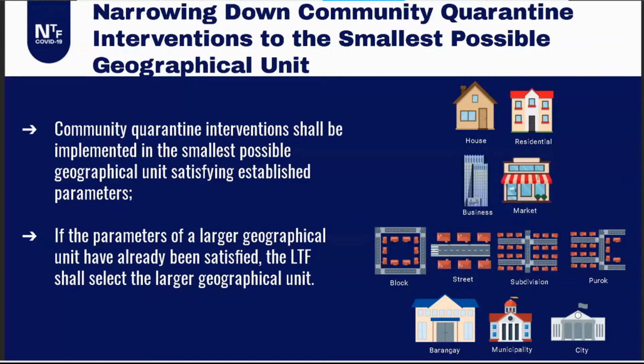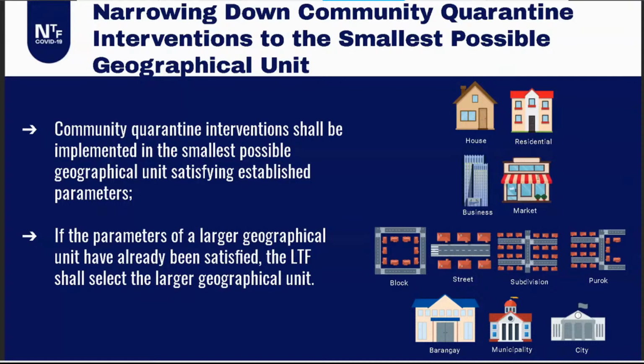Why do we need to do this? Because while we mitigate the spread of COVID-19 in our communities, we would also like to ensure that economic and vital social activities are not restricted. A balance of both health and economy must be our ultimate goal. So ito po yung purpose ng zoning containment strategy. As much as possible po, we would try to lock down an area to the smallest possible geographical unit, no?